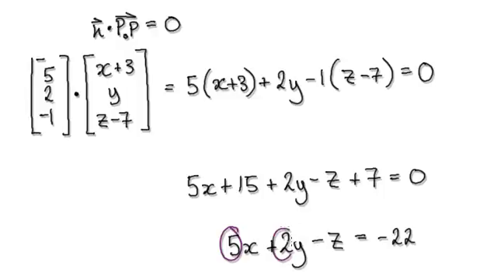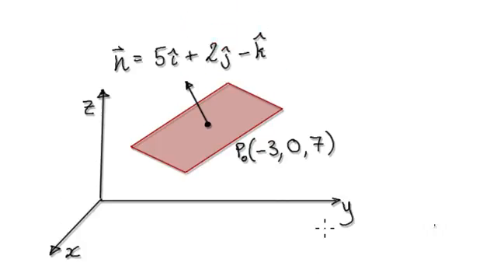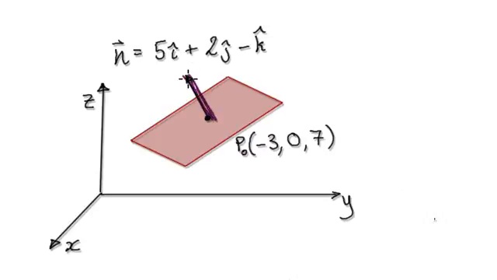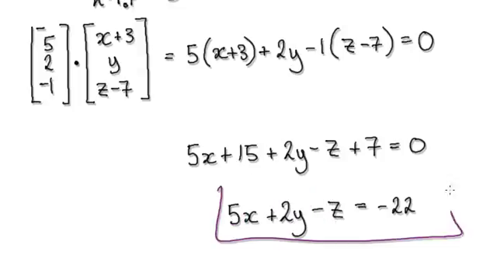Notice that this is the normal vector here. So you can always extract the normal vector by looking at the coefficients: this one here, this one here, this one here, and so on. So this is our equation. Okay.